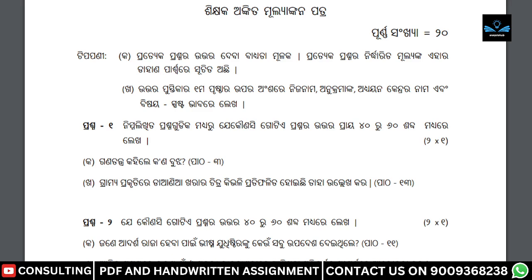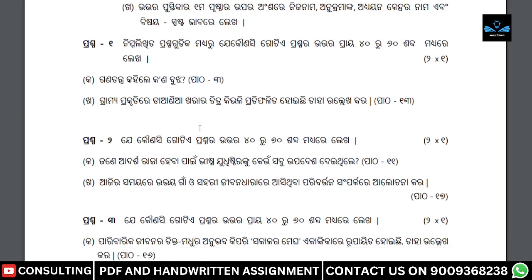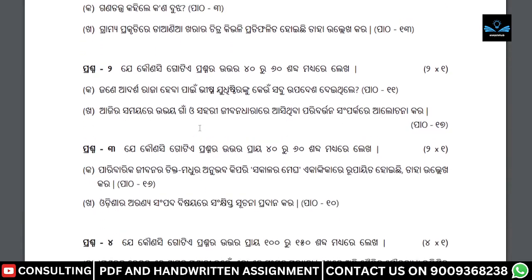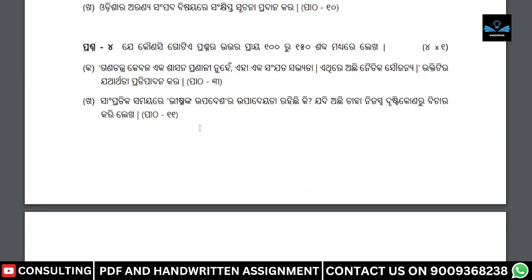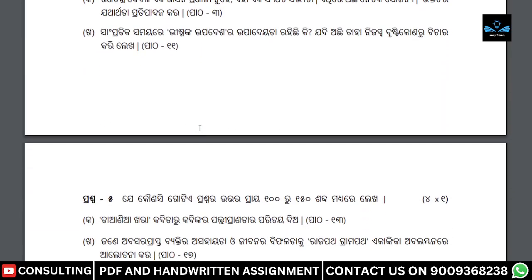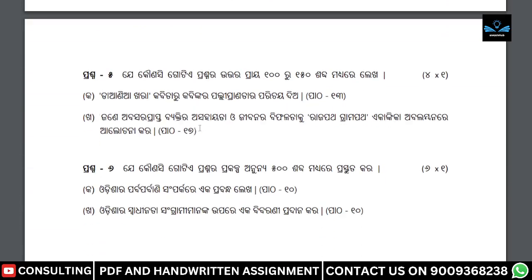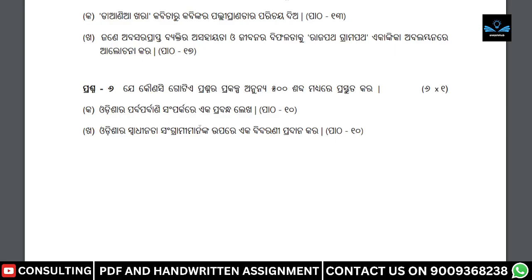Now, here is question number 1 that we are discussing, which is in Odia. We have prepared all the assignments if you need them. Questions 1 to 3 need 40 to 60 word answers. Questions number 4 and 5 need 100 to 150 word answers, and question number 6, which is a project-based question, needs to be written in 500 words. If you want these answers, you can contact us anytime and we will provide all the answers accordingly.